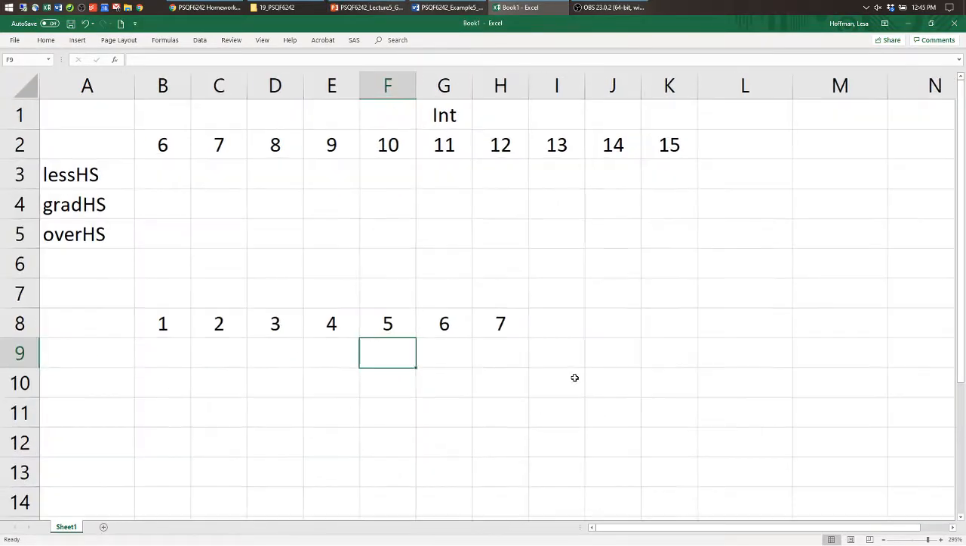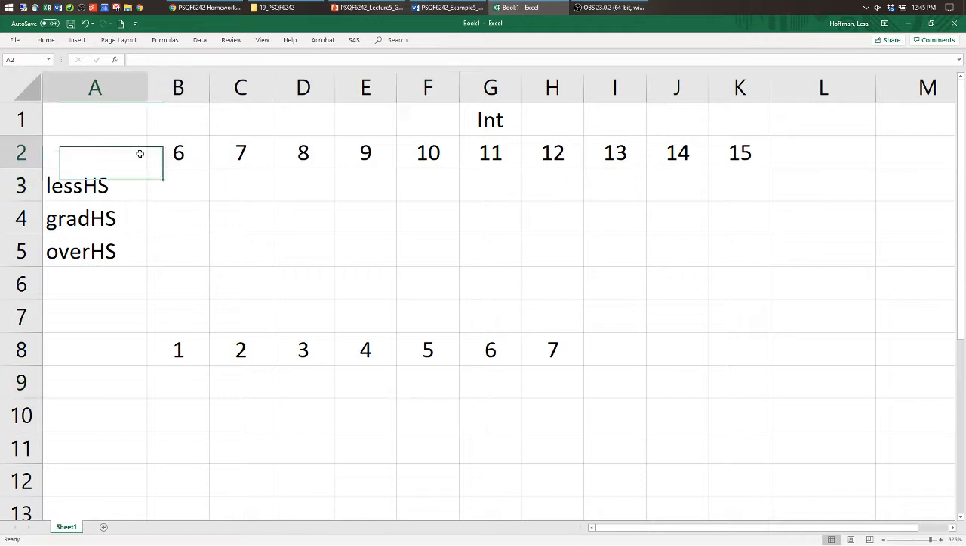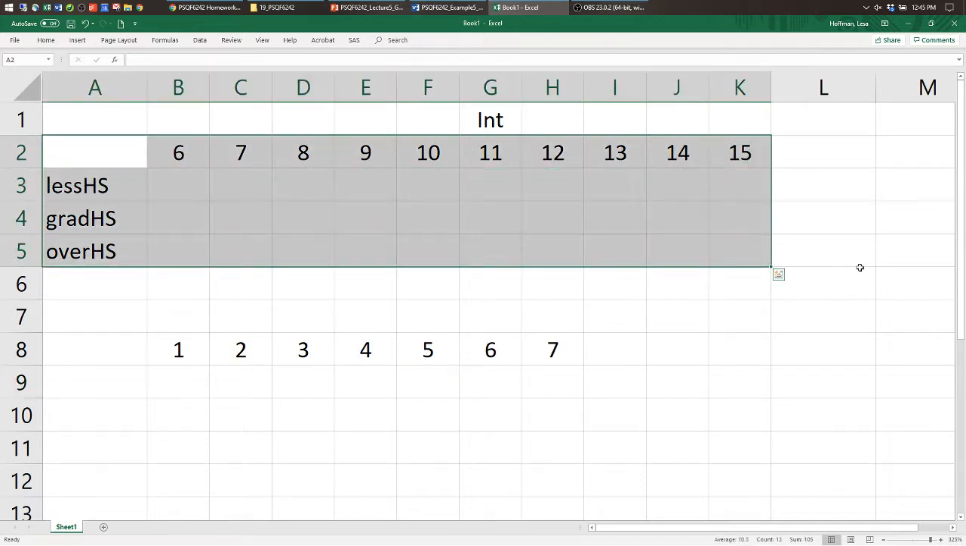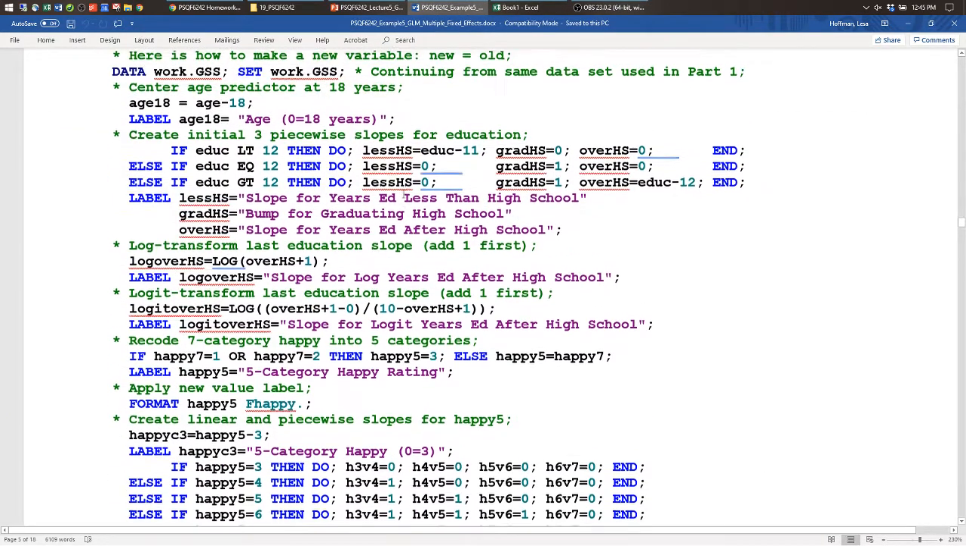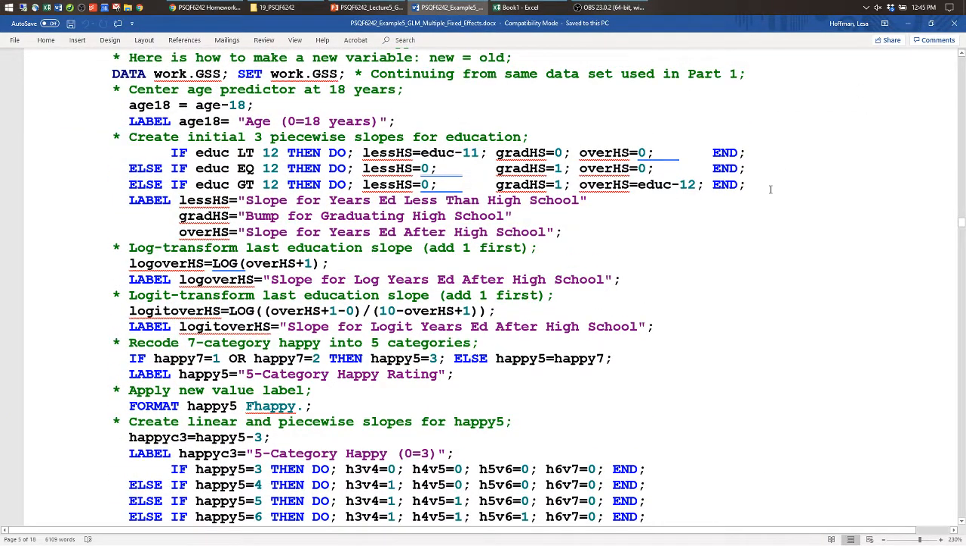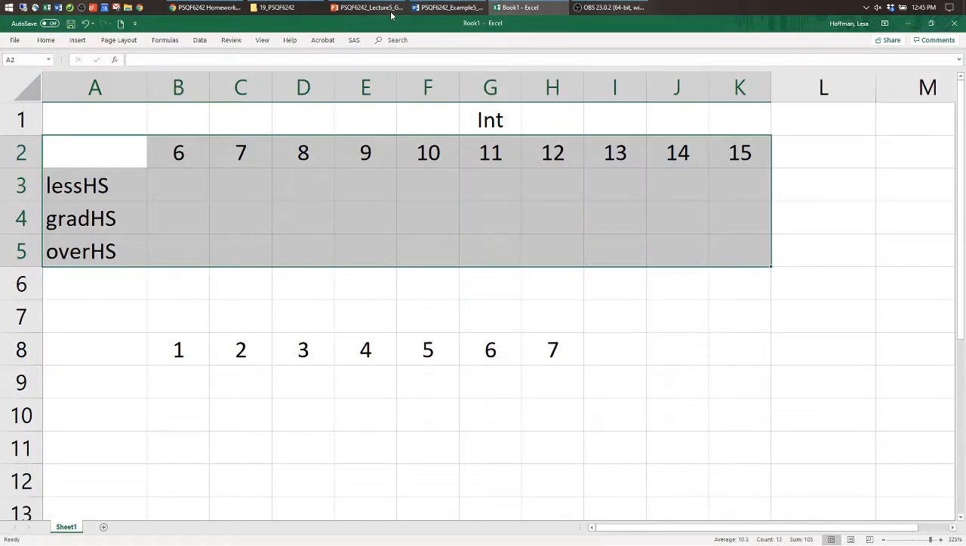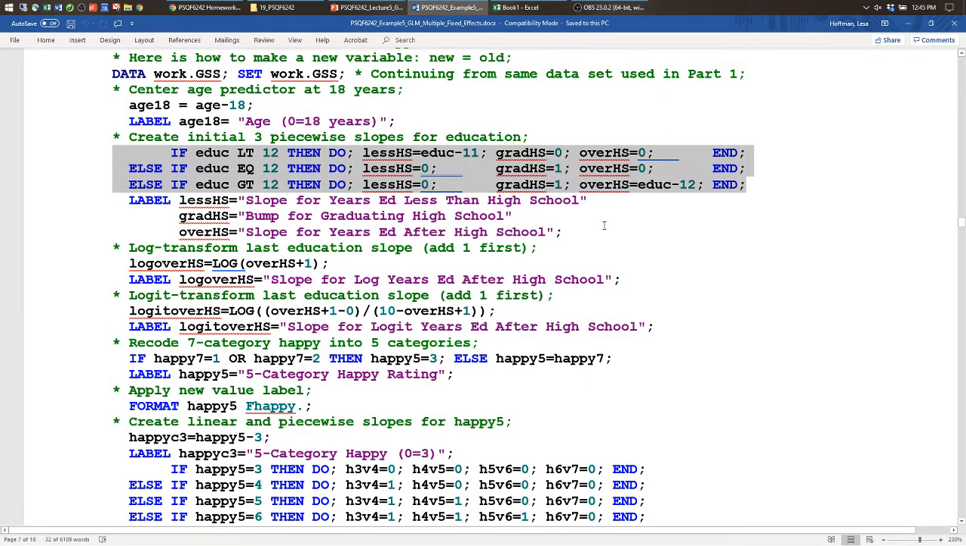So I'm going to pull up Excel here. I set up a little thing in Numbers for us to fill in so you can understand the logic of how the code accomplishes that goal. So this is sort of the end result that we want to work to. This is not dummy coding. This is coding slope predictor variables for piecewise. Yes.